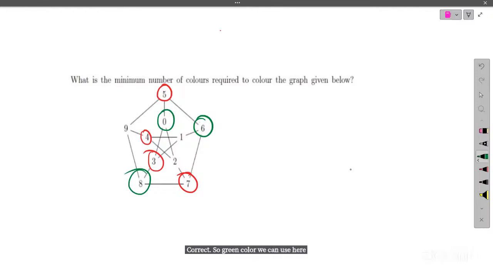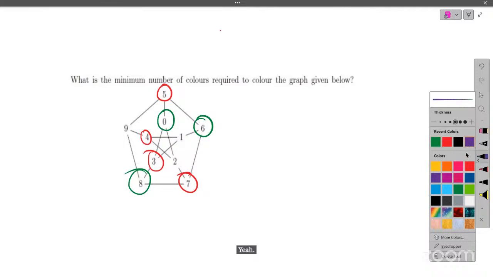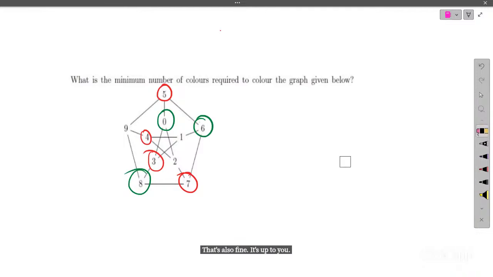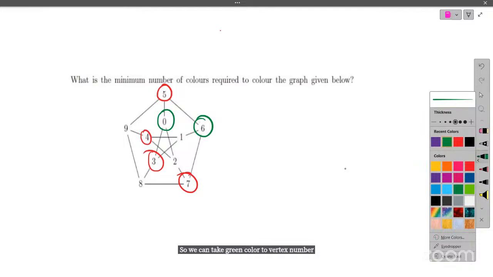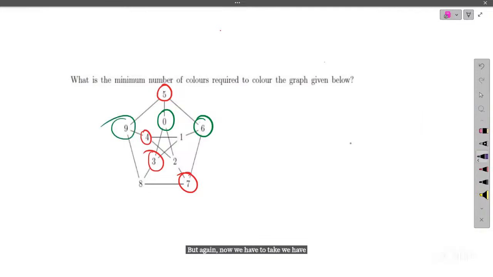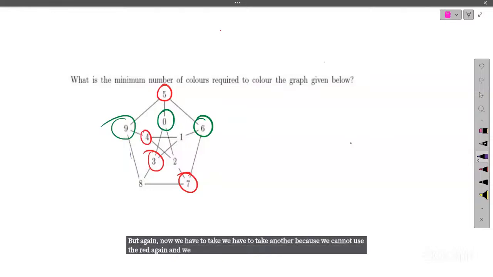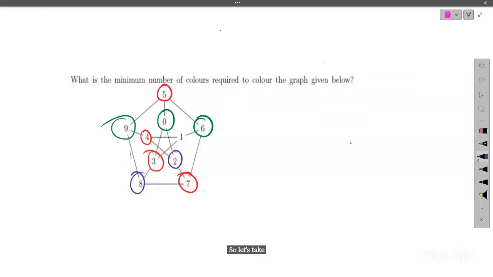Again, for 9 also we cannot use green. Ma'am, can we color 9 also with green? Yeah, ma'am, with green color, without using 8? That's also fine. It's up to you. We can choose. So we can give green color to vertex number 9 also. But now we have to take another color because we cannot use red again and we cannot use green again. So let's take another color and color the remaining vertices.